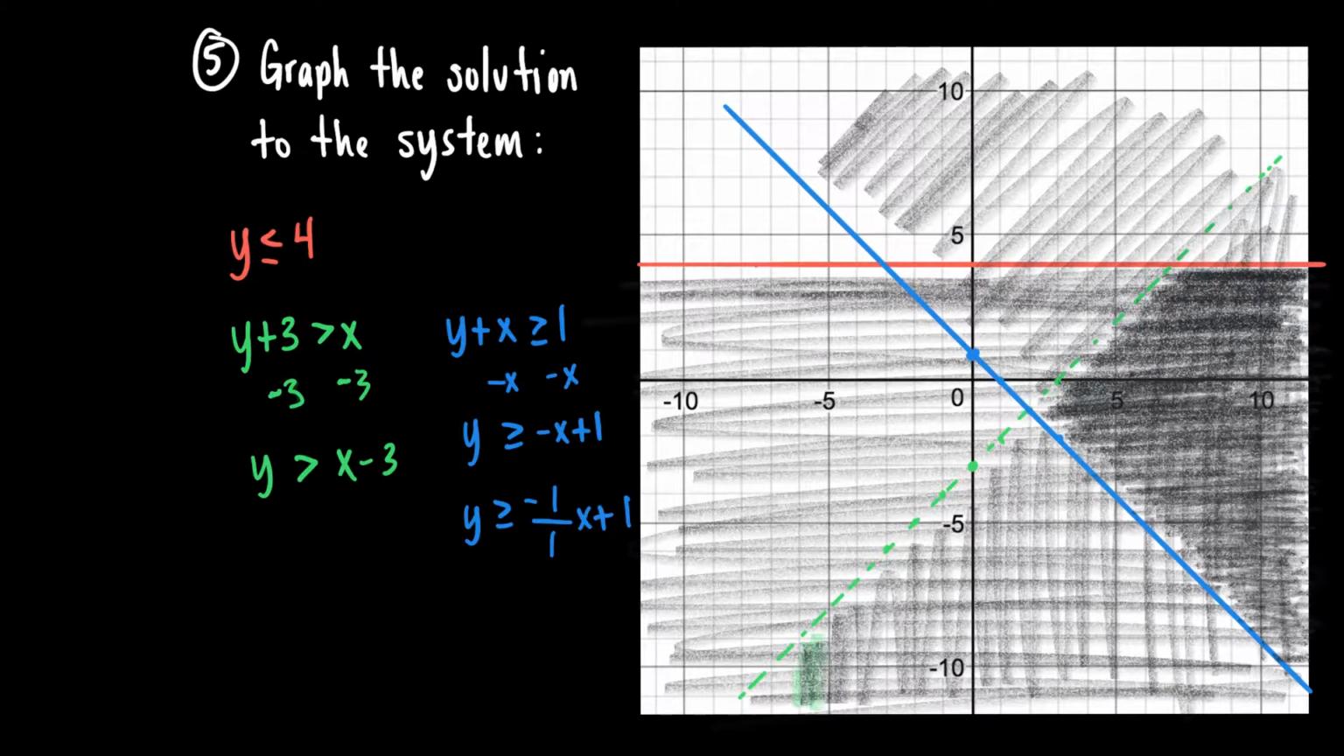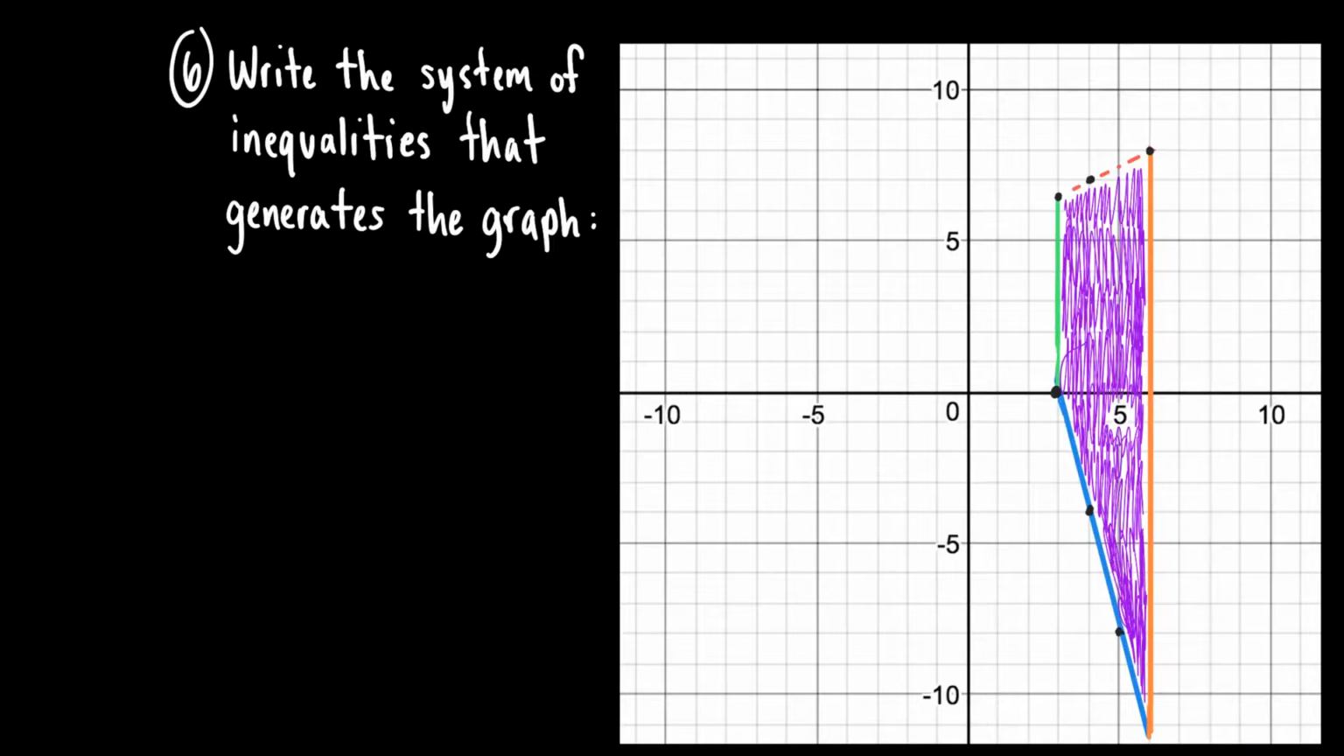All right, last problem. Okay, so now this one's a tough one. It says, write the system of inequalities that generates the graph. And so what we have here is a system of, it looks like, 4 inequalities actually. There's a red one, a green one, a blue one, and an orange one.